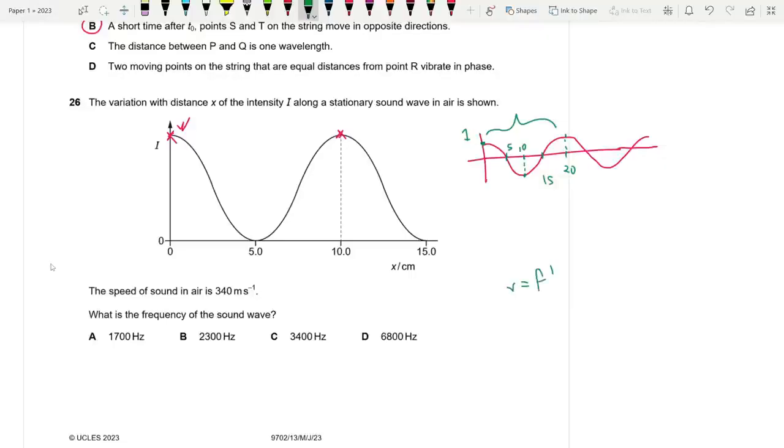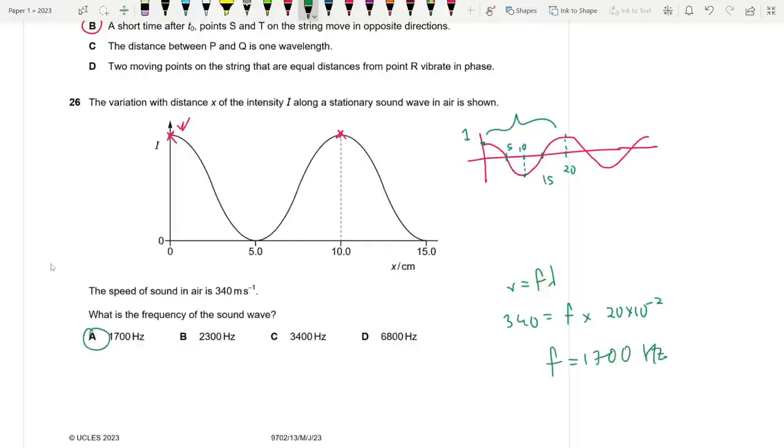So we know that v is equal to f lambda. Let's try doing this. So 340 is equal to frequency times lambda, which is 20 into 10 to the power minus 2. So yeah, I'm getting an answer of 1700, and that is the correct answer.